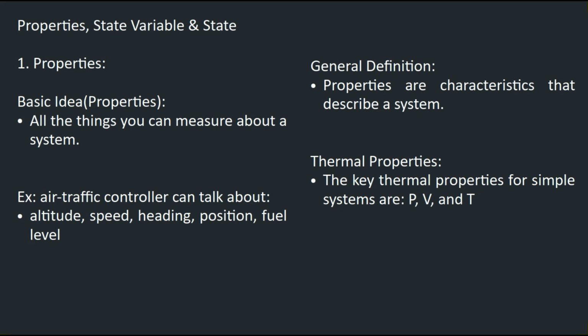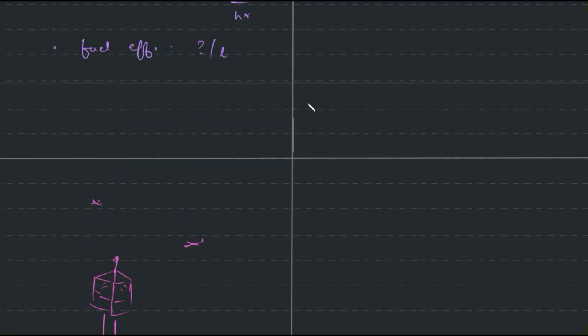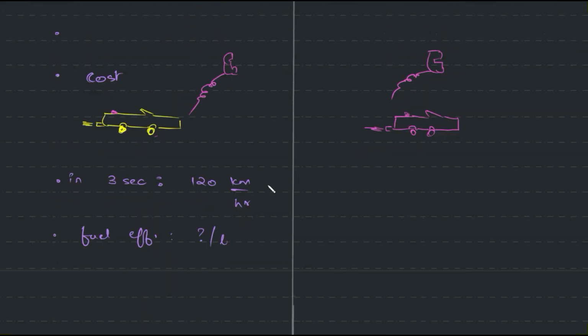Next, what is a state variable? A state variable is a subset of properties, right? A few measurements that are enough to describe the system completely. Technically, if I go back to this example, if I get a brochure from these two competitors, they will have some standard set of things listed out.